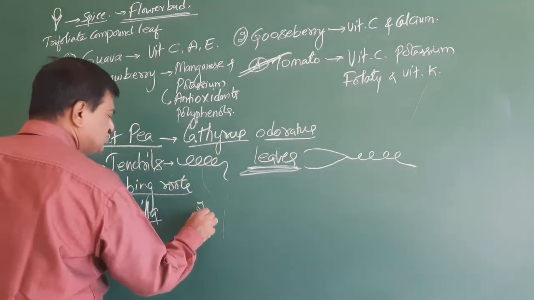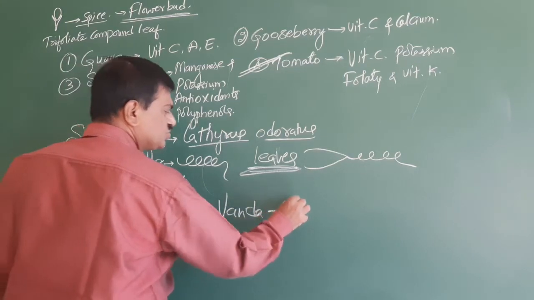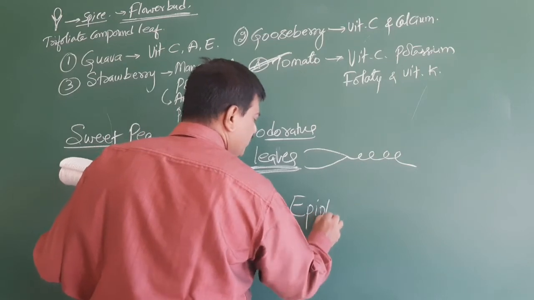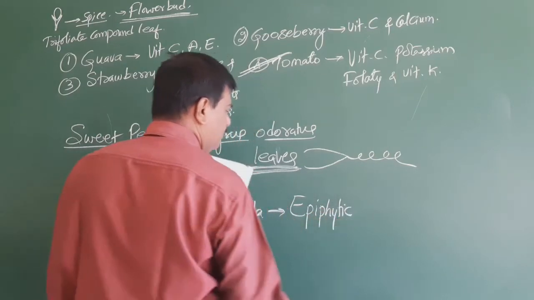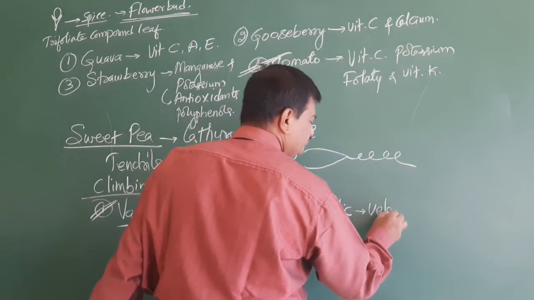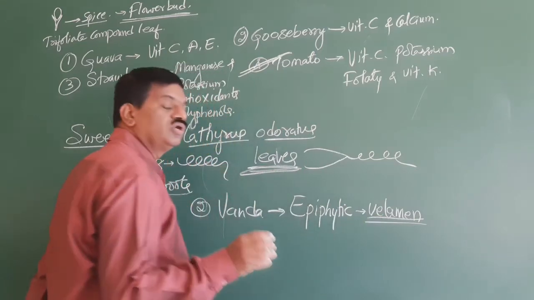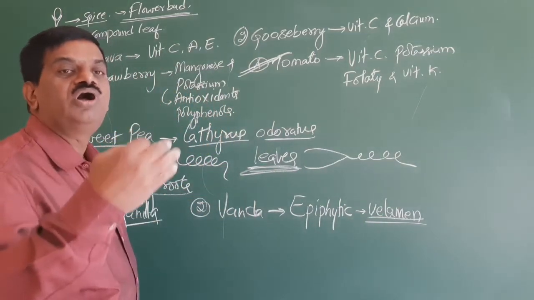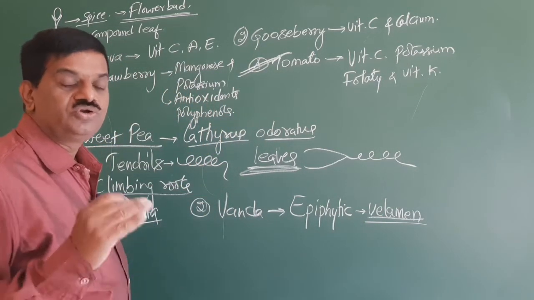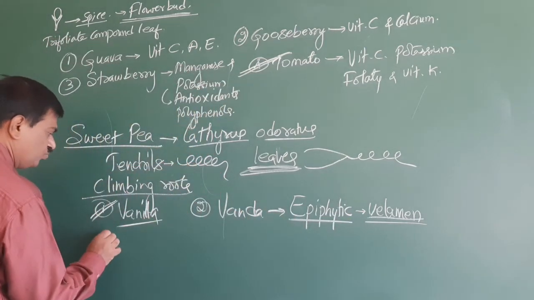The second one is called as vanda. So this vanda is called as one of the epiphytic plants. Epiphytic plant which produces velamen roots, which produces a spongy texture roots called velamen. They grow on the other plants, grow on the other trees. Hence it is called as epiphytic vanda.